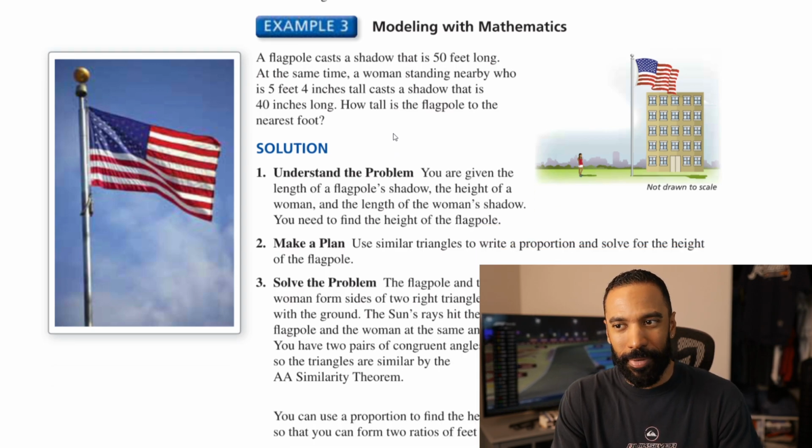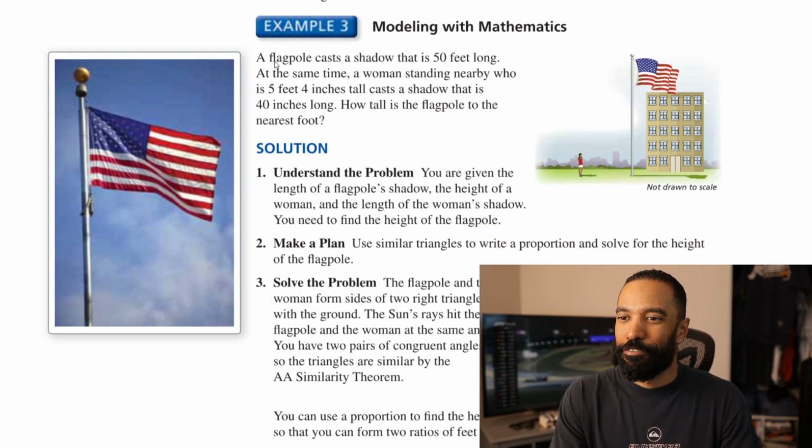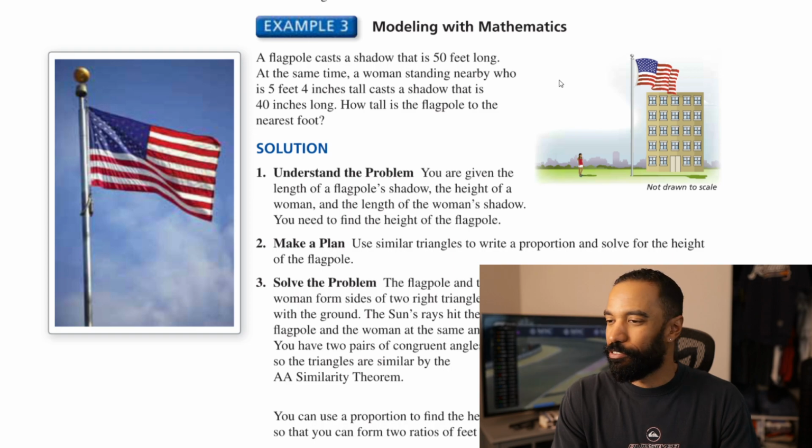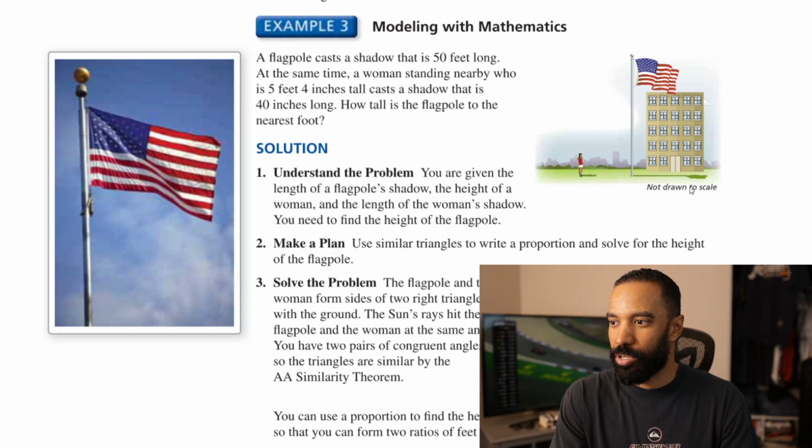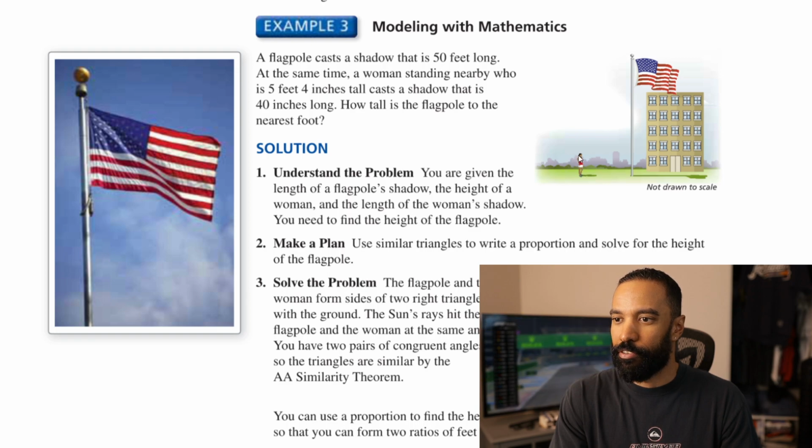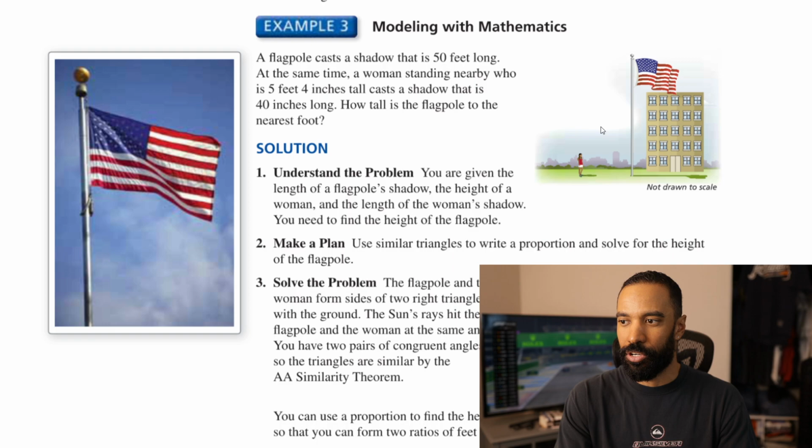I'm going to look at the problem and see if I can explain it. A flagpole, this has relevance. A flagpole, right here, casts a shadow that is 50 feet long. So here's a flagpole, here's its shadow, not drawn to scale. At the same time, a woman standing nearby who is 5'4" also casts a shadow that's 40 inches long. How tall is the flagpole to the nearest foot?